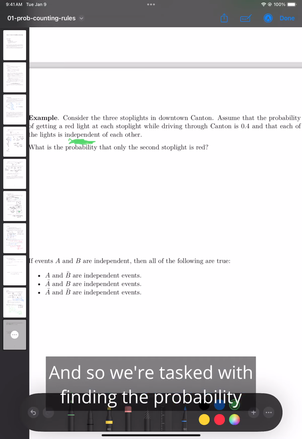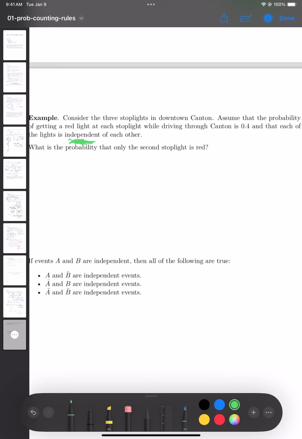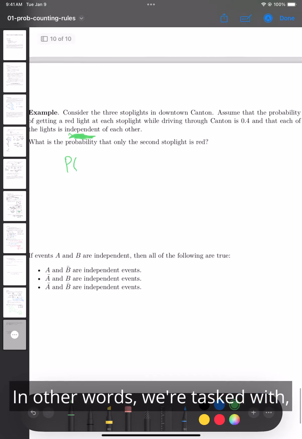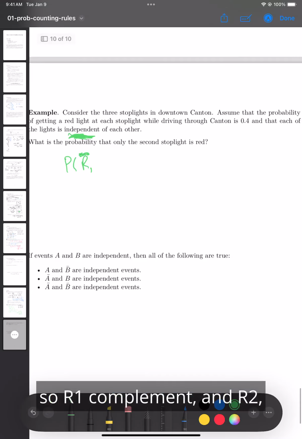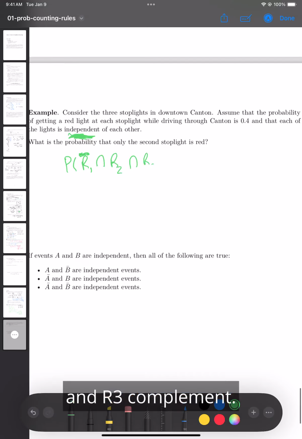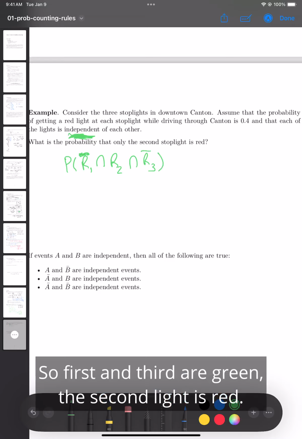And so we're tasked with finding the probability that only the second stoplight is red. In other words, we're tasked with R1 complement, and R2, and R3 complement. So first and third are green, the second light is red.